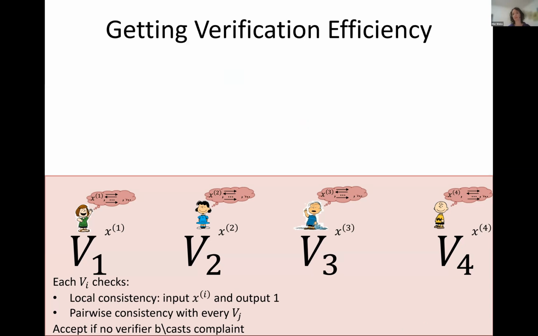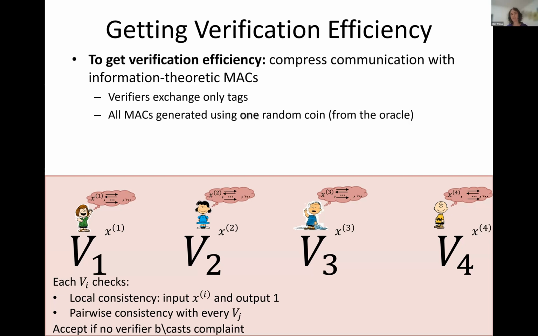So this is awesome, except that we're not getting verification efficiency. We're actually resending the entire communication of the MPC protocol, and we seem to have not made any progress at all. But actually, we have made progress, and the reason is that we don't need to resend the entire communication. All we need to do is check that the messages are identical. And to do this, we don't need to exchange the messages. It's enough to compute short information theoretic tags, MACs, on these messages and then just exchange the tags.